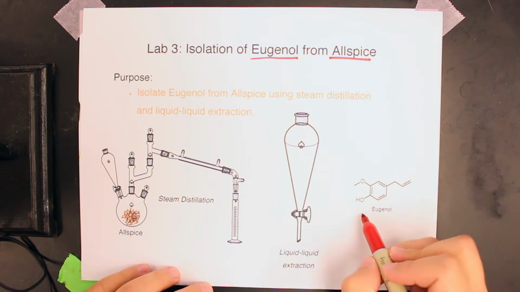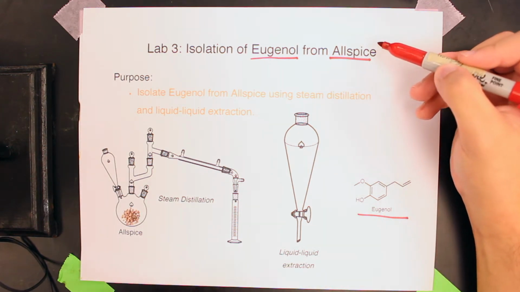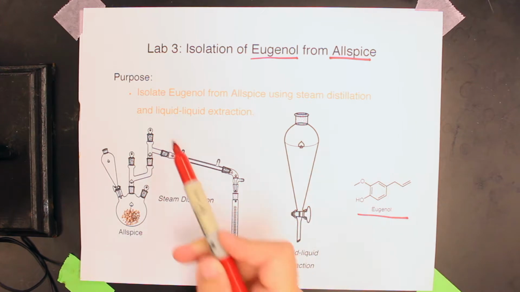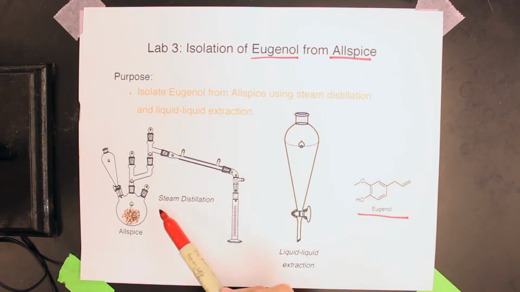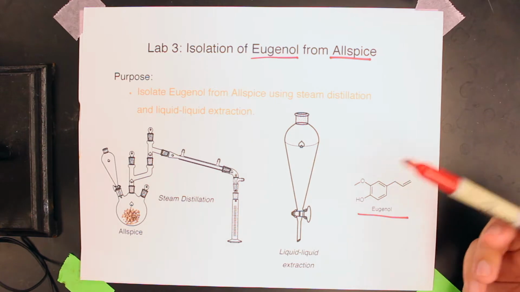So eugenol is this molecule here, and it's found in allspice, which are little berries you may have used in cooking. So this overview goes over the techniques that are going to be used in the lab. The purpose is to isolate the eugenol from the spice, allspice, using steam distillation, which the apparatus is here, and liquid extraction, which is what this separatory funnel symbolizes.